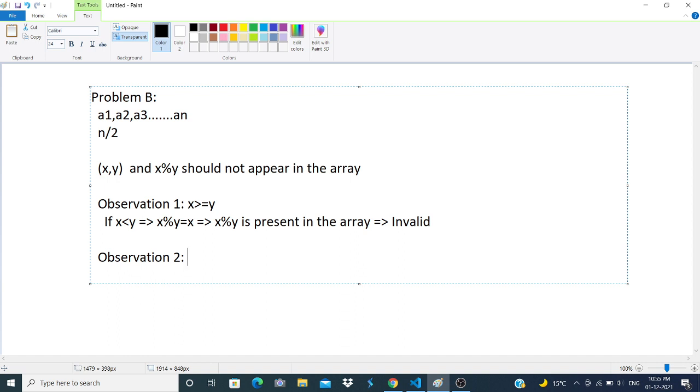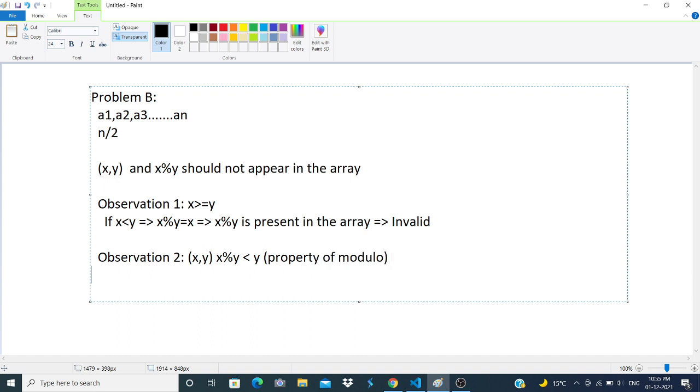The observation number 2 is that now we know that the first element of our pair, so if our pair is, let's say, (x, y), if this is our pair, which is one of the answers, we know that x will be greater than or equal to y, right? Now we also know that x modulo y is always lesser than y, right? This is the property of modulo, right?